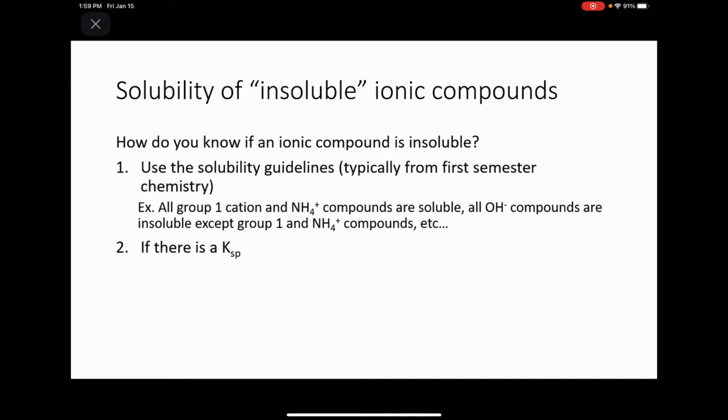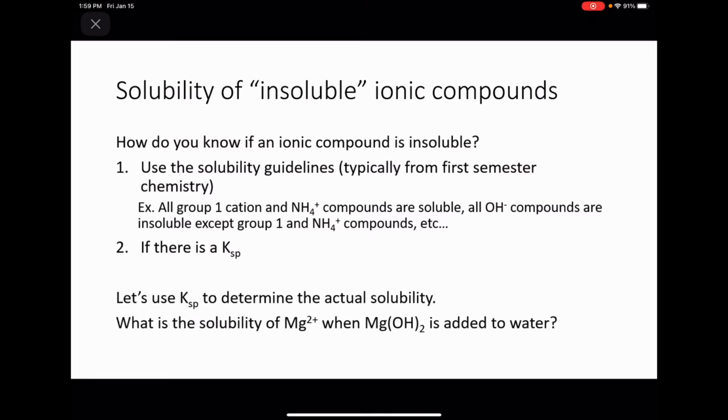The other way to know if you have an insoluble ionic compound is to look up and see if there's a KSP. If it has a KSP, that means it's insoluble. That means it's an equilibrium. So what we're going to do at this point is use KSP to determine the actual solubility of an insoluble, quote unquote, salt. We're going to use our example of magnesium hydroxide. Let's figure out the solubility, the concentration of magnesium 2 plus, when we add magnesium hydroxide to water.